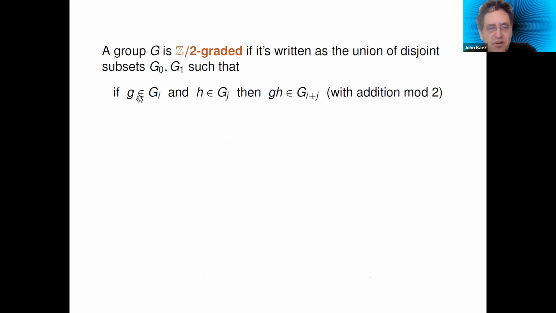Okay, then, since we're going into this Z2 graded world, we should look at Z2 graded groups as well.